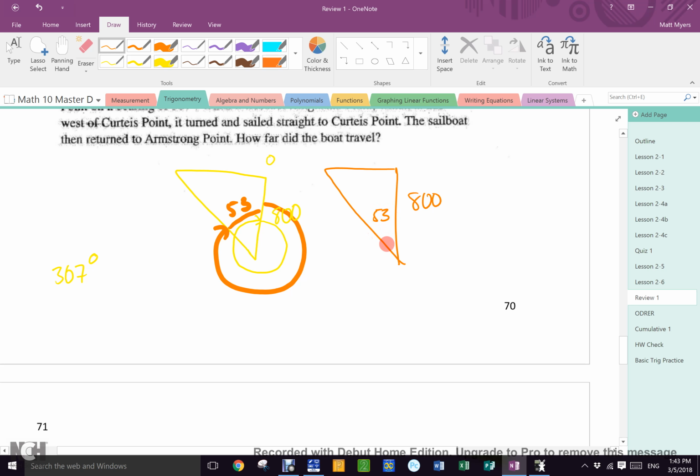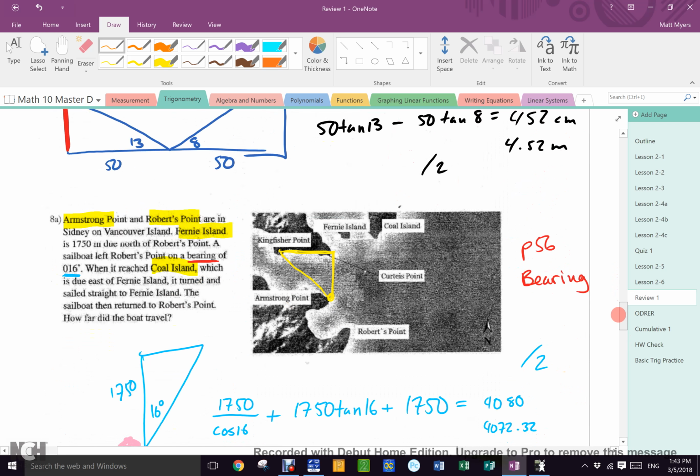53, and then I do the exact same stuff as I did before. So, 800 over cos 53, plus 800 times tan 53, plus 800. And I believe the answer is 3,000 and something. 3,190, according to my good friend Louis. Out of 2, making that whole page out of 2, 4, 6, 8.